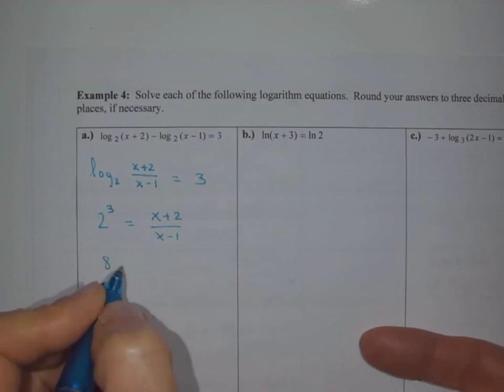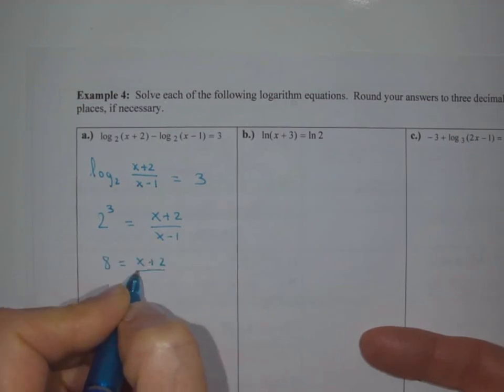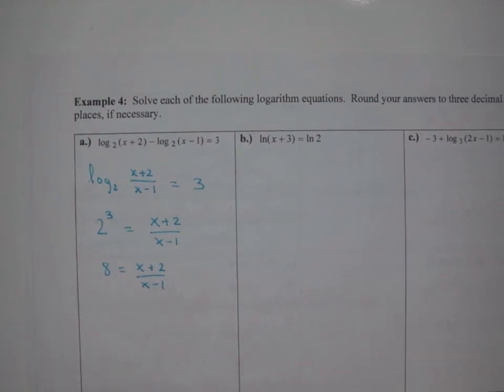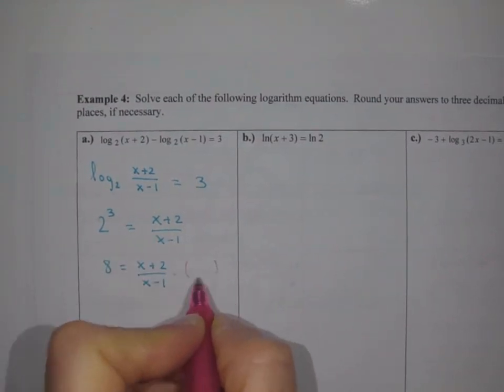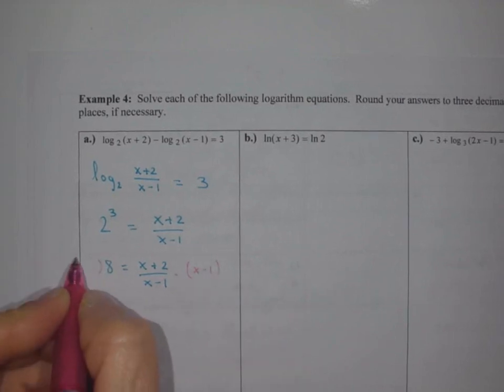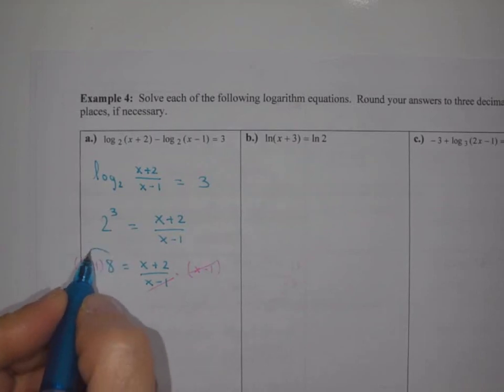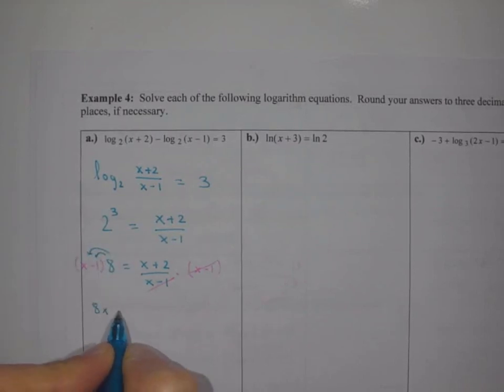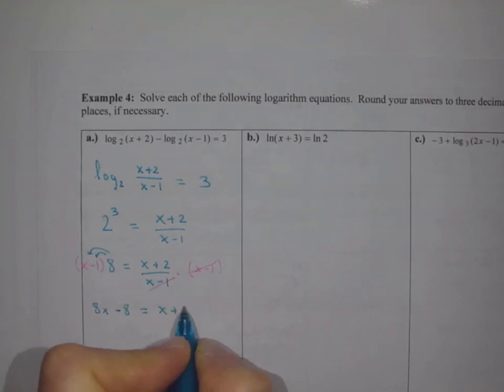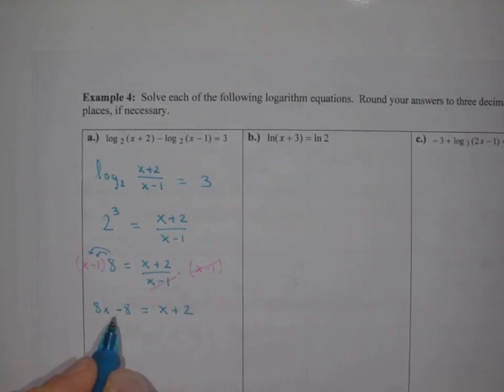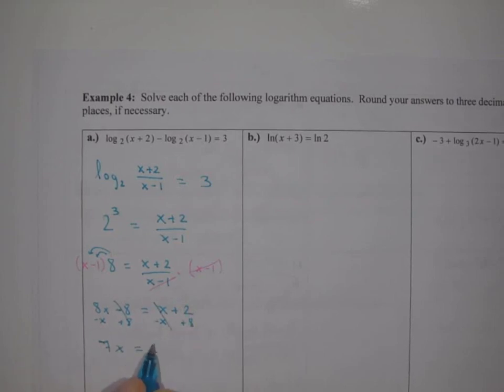2 to the third power is 8. And at this point, we just need to solve that rational. So we multiply both sides by x minus 1. And we distribute this 8. So I have 8x minus 8 is equal to x plus 2. And I'm going to subtract x from both sides. So minus x, minus x. And I'm going to add 8 to both sides. So 8 minus x is 7x equals 10, and then divide by 7.